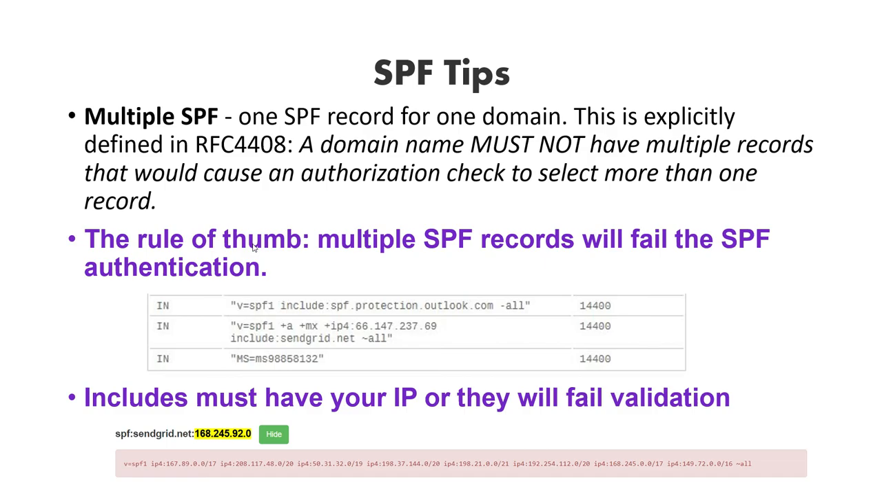So here's a couple of SPF tips. You are only allowed to have one record for one domain. This is explicitly defined, there are standards for everything, right? It's legal in the process. So it's RFC 4408: a domain name must not have multiple records that would cause an authorization check to select more than one record. So that means that as a rule of thumb, multiple SPF records will fail the SPF authentication.